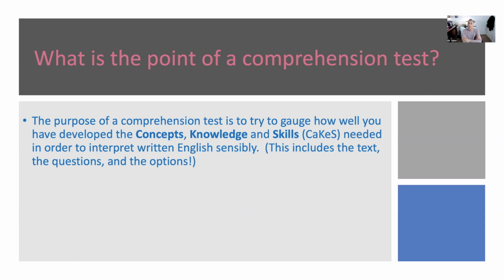This includes the text, so the piece of writing, which is normally an excerpt from a bigger piece of writing. It includes the questions, because they too are English and you need to understand the questions. And of course, if it's a multiple choice test, you're given options, usually 4 or 5, but there's no fixed number of options. Because you see, the text is in English, the questions are in English, and the options are in English. If you understood the text very well, but did not understand the questions, you're stuck.